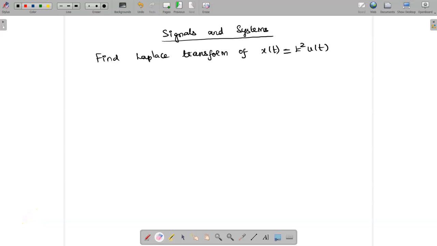Hello students, today we are going to see a Laplace transform problem in signals and systems. The given question is x of t equals t square u of t. So, we need to find the Laplace transform.